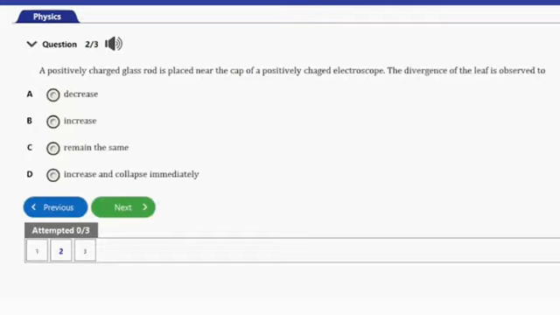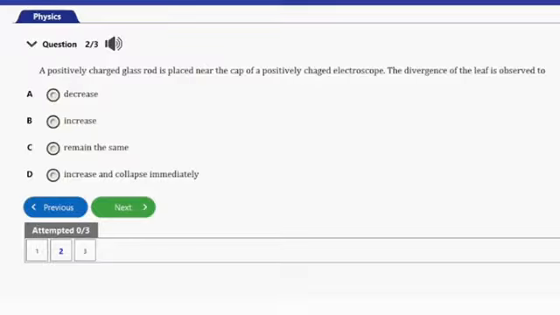That's question number 2. It says, a positively charged glass rod is placed near the cap of a positively charged electroscope. The divergence of the leaf is observed to A. Decrease, B. Increase, C. Remain the same, D. Increase and collapse immediately. The answer to this question is option B, and that's increase. The divergence of the leaf will actually increase.